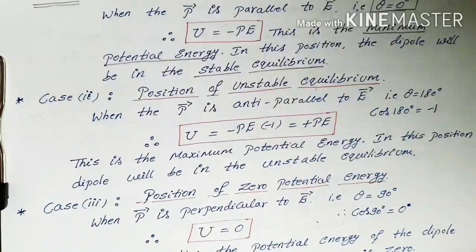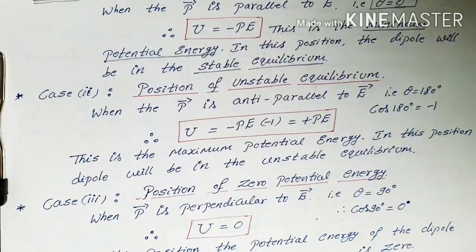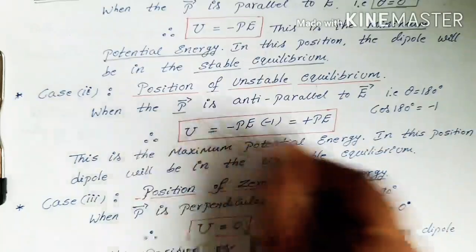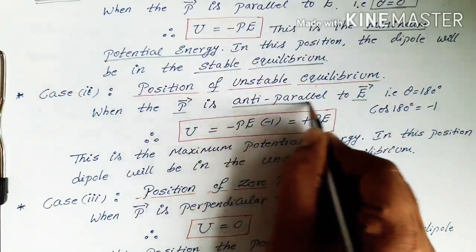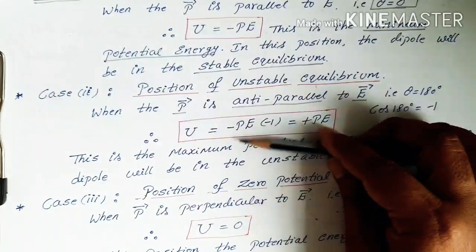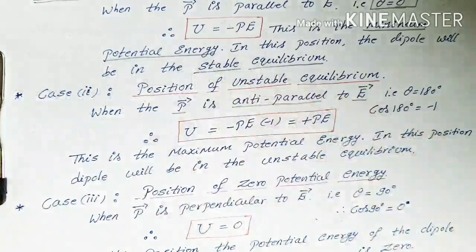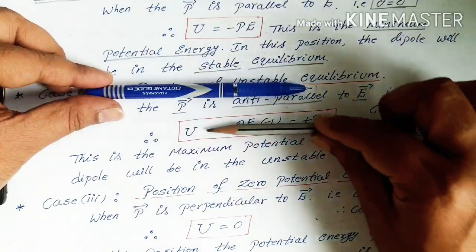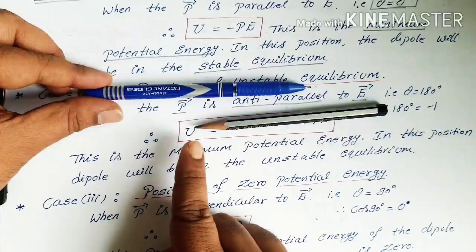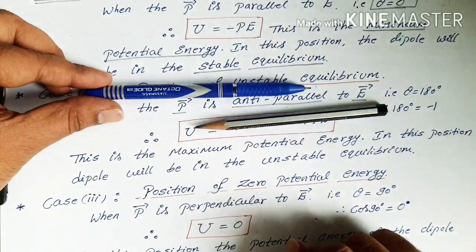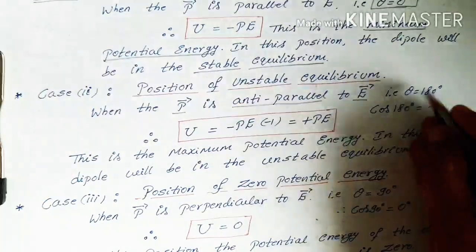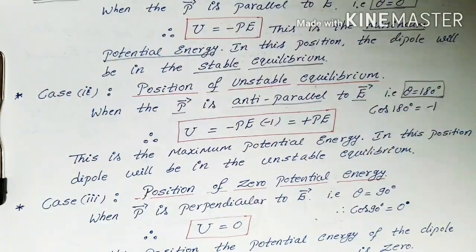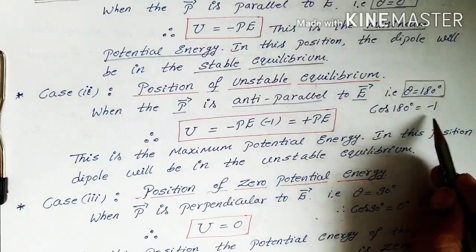And look at case 2. We call it the position of unstable equilibrium, when P is anti-parallel to E. Anti-parallel means exactly opposite. The electric field direction is like this, but the dipole moment direction is going exactly opposite to this. Then we call it anti-parallel. So then the angle becomes 180 degree. The angle in the anti-parallel case is 180, cos 180 is minus 1.